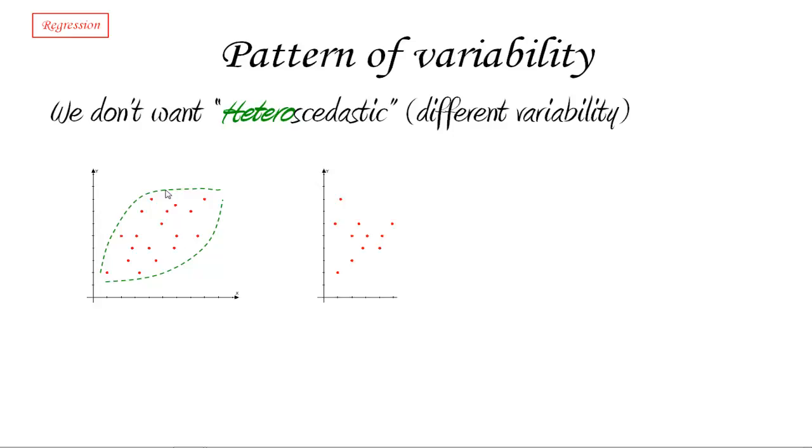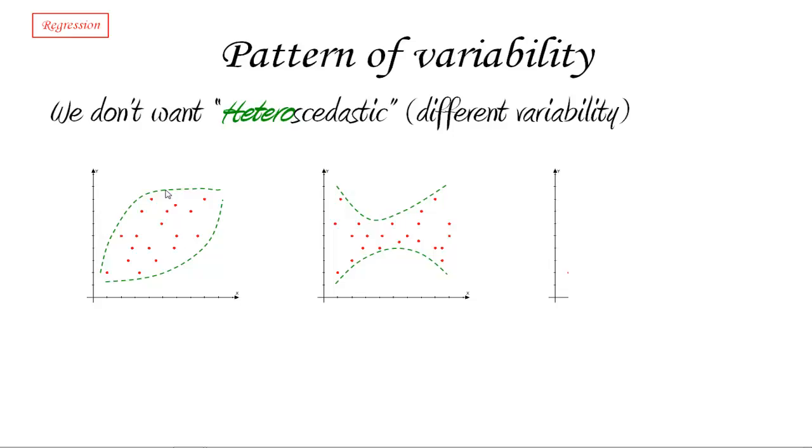Or we might have this kind of pattern. In this case, the variability has the exactly opposite shape. So it's almost a funnel kind of situation, or double funnel, where the variability starts large, gets small in the middle, and then becomes large again.